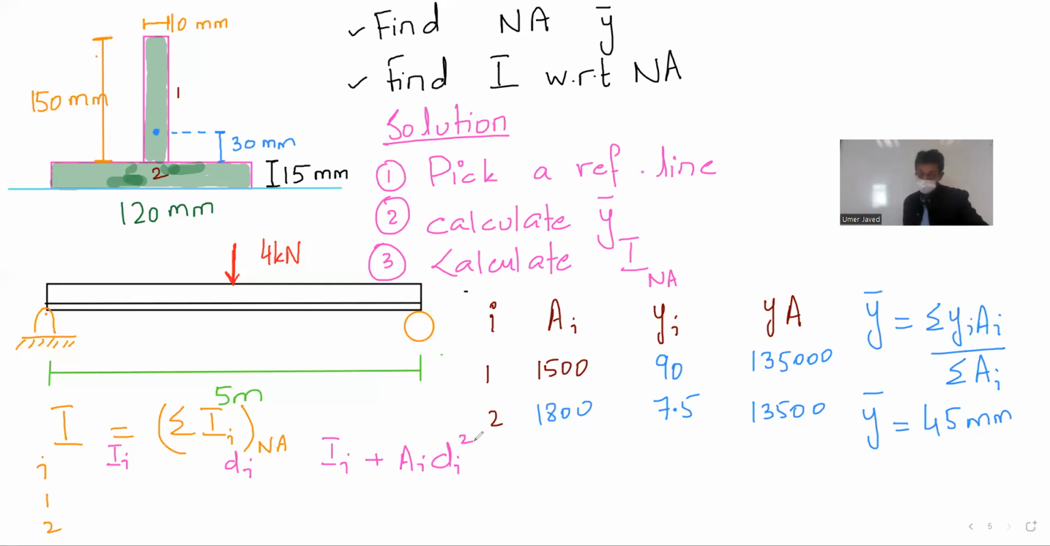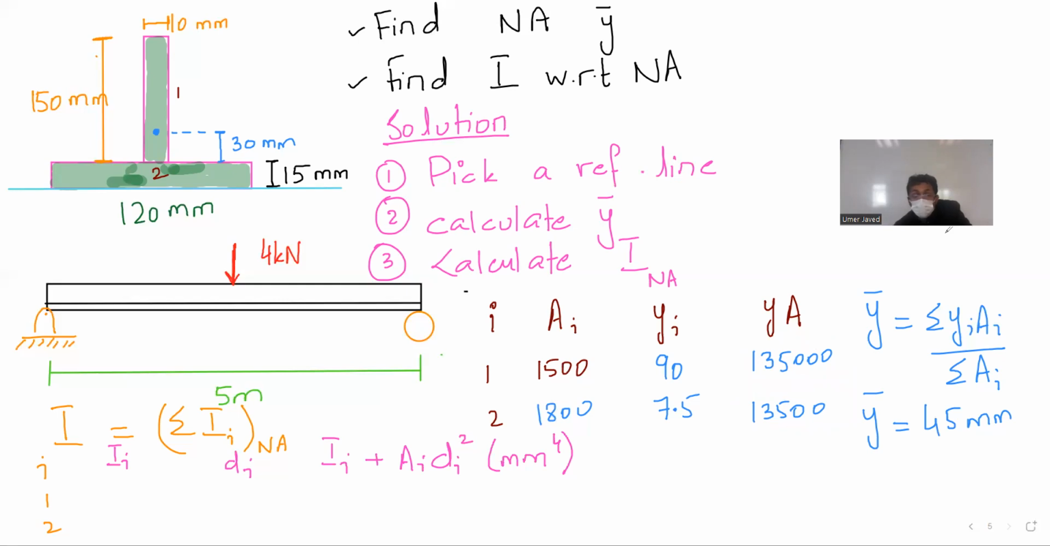Yes. For the Y part, you said 45 millimeters, but I calculate 81.81. This one? This is the formula. Y multiplied by A and then add. So you multiply this with this, you get this, then you summation, you add them. No, I have 45. Okay. No worries, no worries.